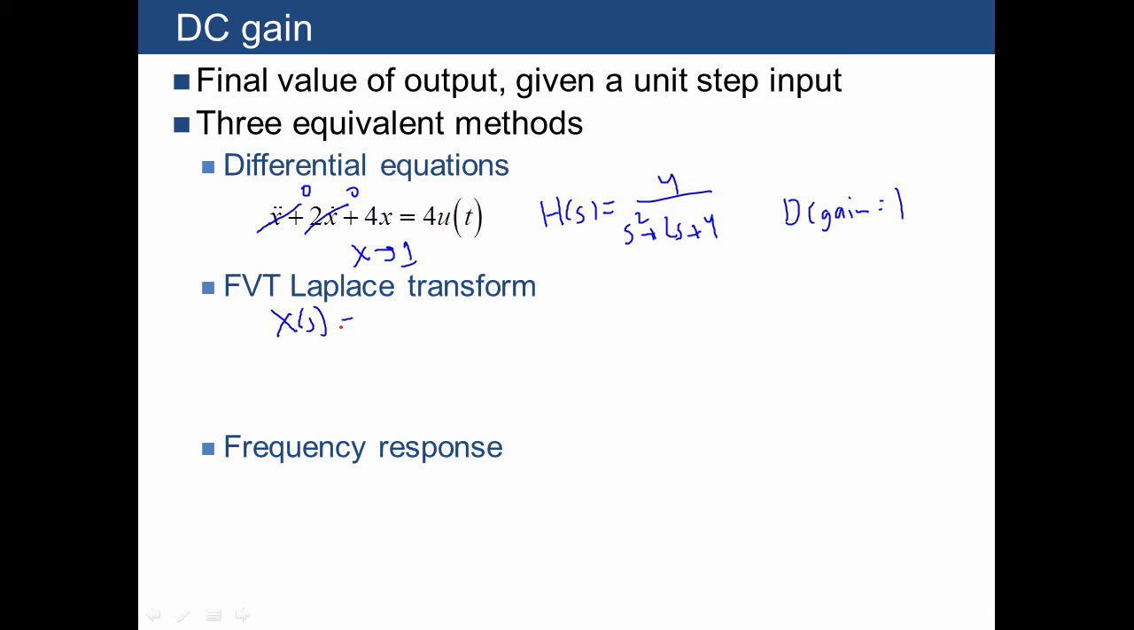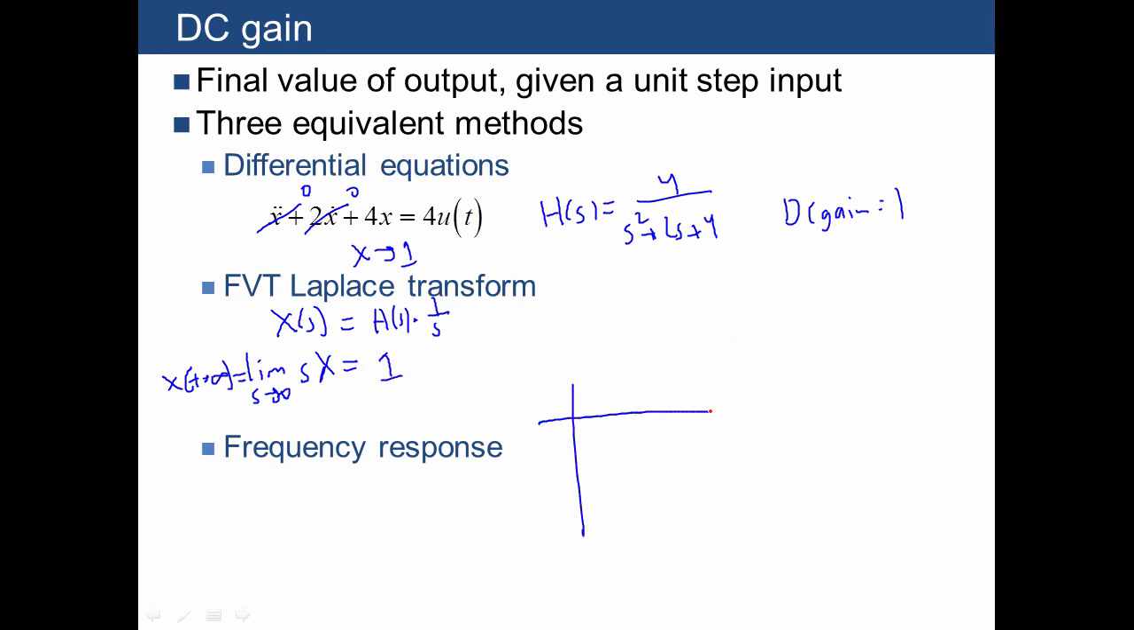X of s is equal to h of s multiplied by the unit step function 1 over s, and then we need to take the limit if we want x as t goes to infinity, that's the limit as s goes to 0 of s times x of s, which is just going to be h, plugging in s equals 0. So again, we get a DC gain of 1.